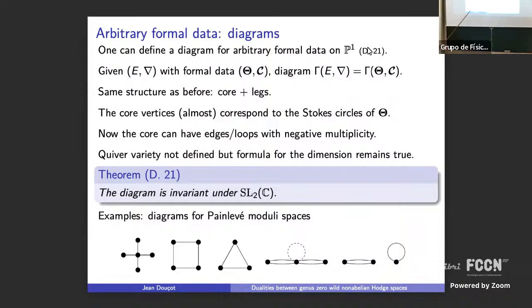Those ones you see fit into the simply laced framework, as you were mentioning. For Painlevé-2, one of them doesn't fit into the simply laced framework, but it's like this, and it has no loops and negative edges. And for Painlevé-3 and Painlevé-1, we also really need this generalized framework. So you see, for example, for Painlevé-3, a diagram with a negative loop like this.